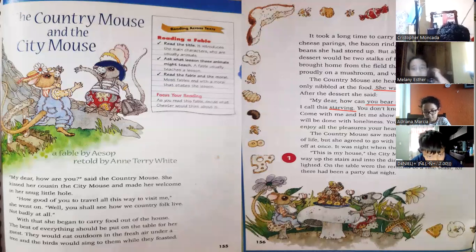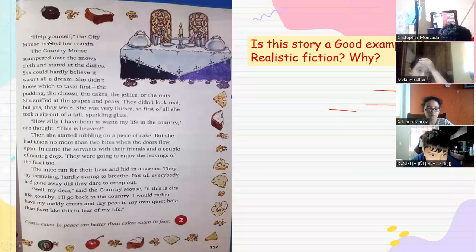It was night when they reached the city. This is my house, the city mouse said, and led the way up the stairs and into the dining room. It was brightly lighted. On the table were the remains of a fine feast, for there had been a party that night. Now, help yourself. The city mouse invited her cousin.